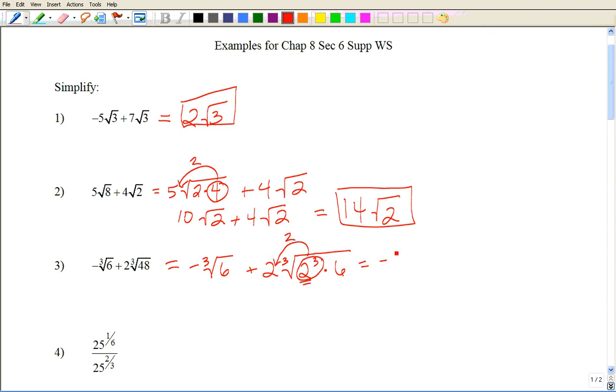So here I get negative cube root of 6 plus, whenever I take a number out, I multiply it by whatever's in the front. So 2 times 2 is 4. So I have 4 cube roots of 6. Now these have the same radicand, so I can just add them together. So 4 plus a negative 1 is 3. So I have 3 cube roots of 6.